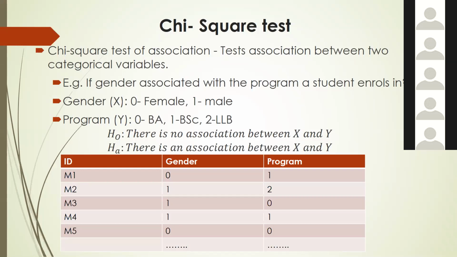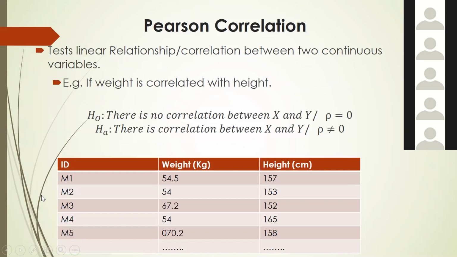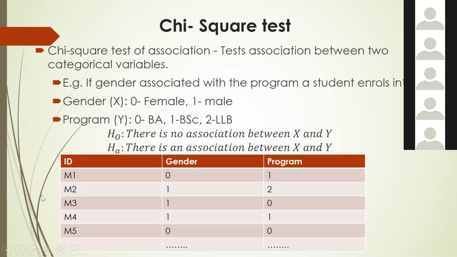For the chi-square test, the one that we're interested in is the chi-square test for association. This particular test tests association between two categorical variables. In books you find other types of chi-square tests, such as the chi-square test for goodness of fit and the chi-square test for homogeneity, but the one that we're interested in here is the chi-square test for association.